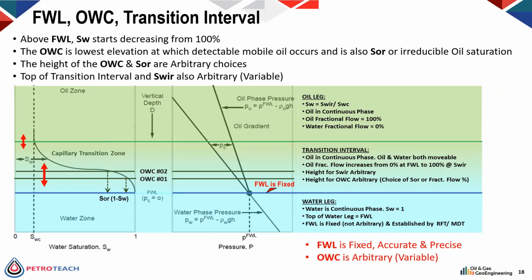And what you see is in the water leg, water is the continuous phase, and SW is 1. In the transitional zone, you're flowing both oil and water, and as you go up towards the top of the transition zone, the fractional flow will move from 0% oil towards 100% oil at the top of the transition zone, and that's when you've reached SWIR. So your fractional flow above the transition zone will be 100% oil. And of course, once you're in the oil leg, you will assume that SW is now fixed at SWIR, and the oil is in continuous phase, and the fractional flow will be 100% oil and 0% water.